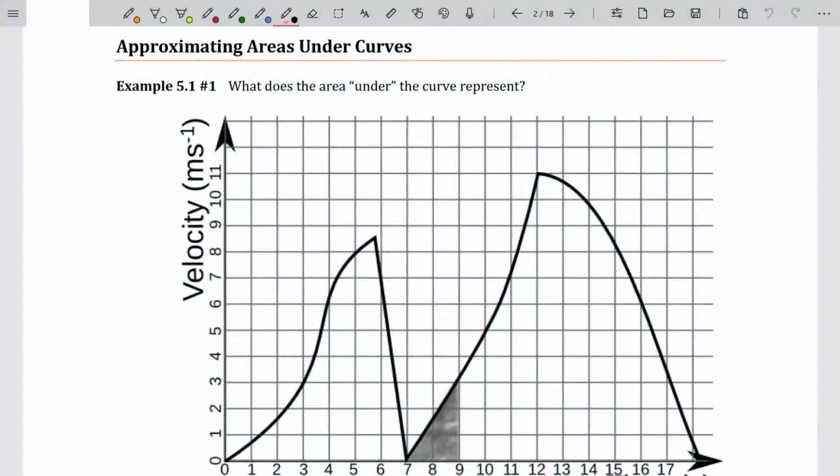Hello, my name is Roy Simpson, professor of mathematics at Cosumnes River College in Sacramento, California. This video is another video in a series on antiderivatives, and this one specifically, we're going to talk about how to approximate areas underneath curves.